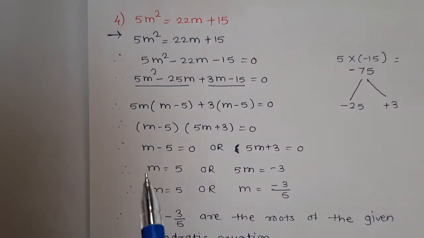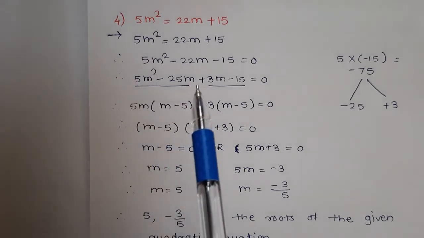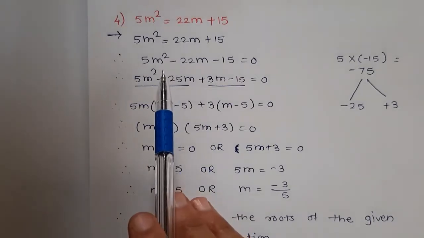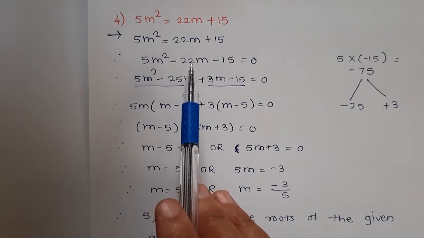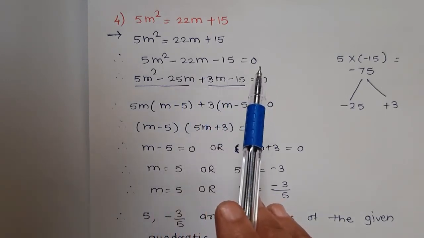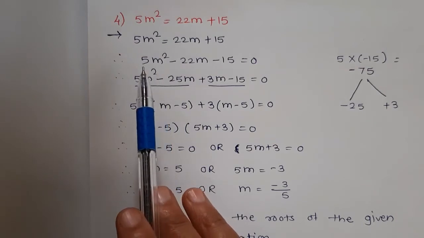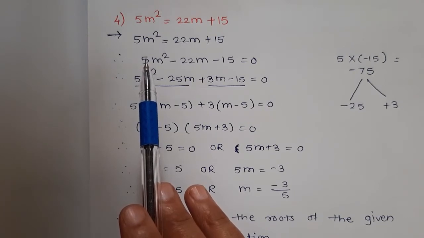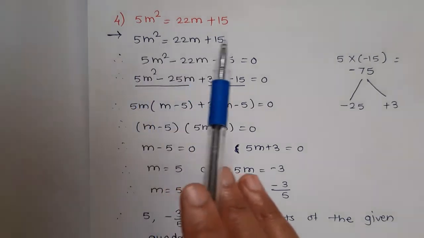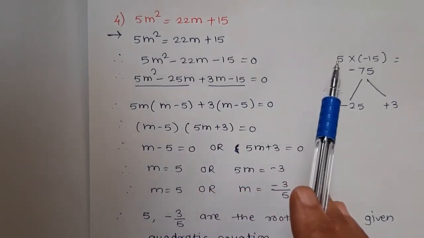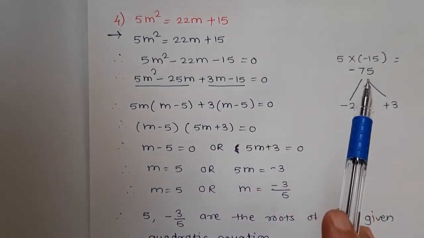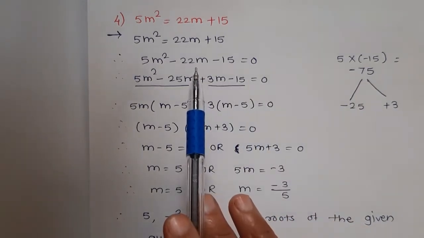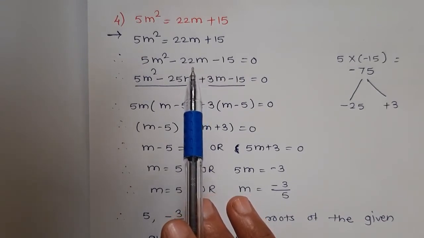See the fourth example from the practice set: 5m square equals 22m plus 15. Now this equation first of all we have to write in general form. So we write 5m square minus 22m minus 15 equals 0. Now if you observe this equation, the coefficient of m square is 5. So when we find the product of the last term, we have to take the product of 5 and 15. So here 5 into minus 15 equals minus 75. So the product of the last term is minus 75 and the sum of the middle term is minus 22. Now which two numbers are there?